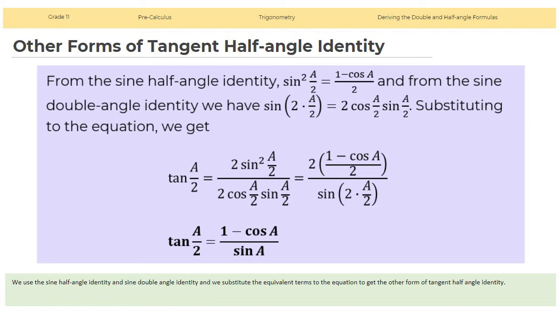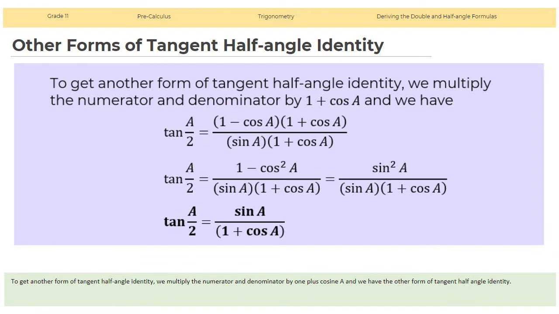Substituting to the equation, we get tangent a over 2 equals 2 sine square a over 2 all over 2 cosine a over 2 sine a over 2 equals 2 times 1 minus cosine a over 2 all over sine 2 times a over 2. So now we're going to have tangent a over 2 equals 1 minus cosine a all over sine a. To get another form of tangent half angle identity, we multiply the numerator and denominator by 1 plus cosine a, and we have tangent a over 2 equals 1 minus cosine a times 1 plus cosine a all over sine a times 1 plus cosine a.